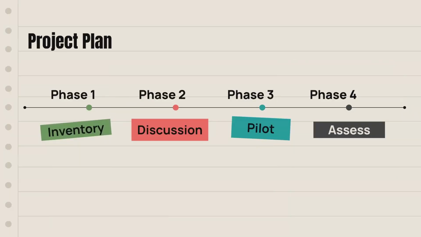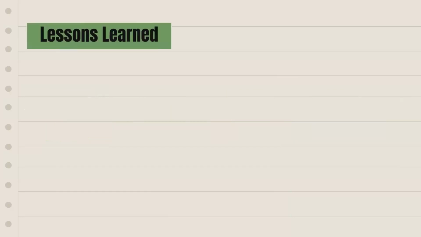So our plan was this. We were going to inventory all the tools and processes that partners were already using. We were going to discuss how we felt about those. And then we were going to decide on a tool we were going to pilot together. And then finally assess how it worked for us. Easy peasy, easy.